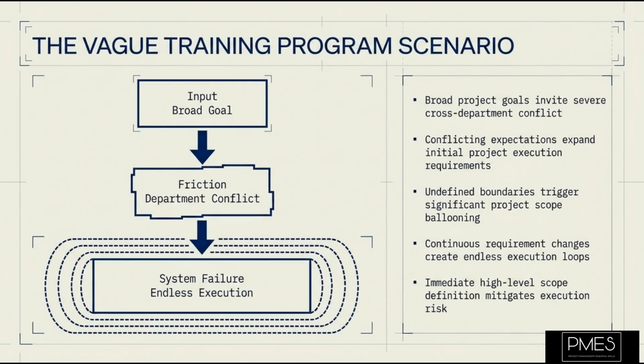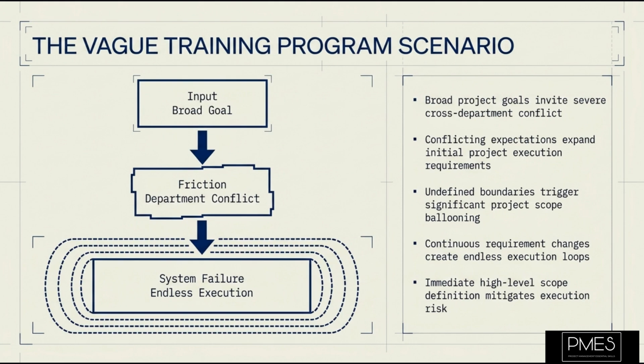Now imagine Alex, a project manager tasked with developing a new internal employee training program. The project charter states the goal is to enhance digital literacy across the organization. This sounds great, but it is broad. Without a clear, high-level project scope, Alex faces a huge risk. Different departments might expect completely different things. Some might want advanced data analytics training, while others just need basic software navigation.